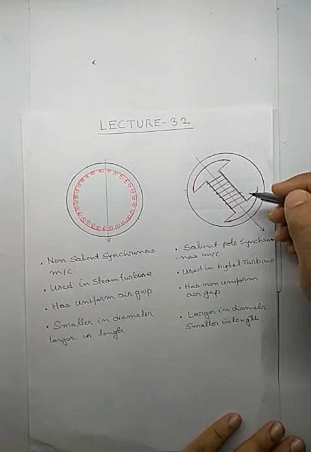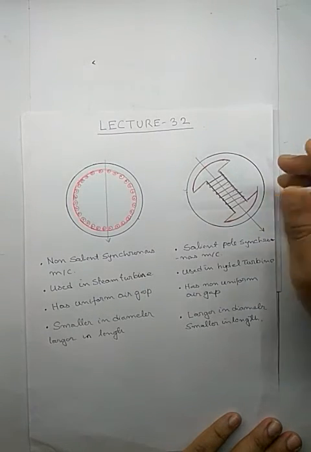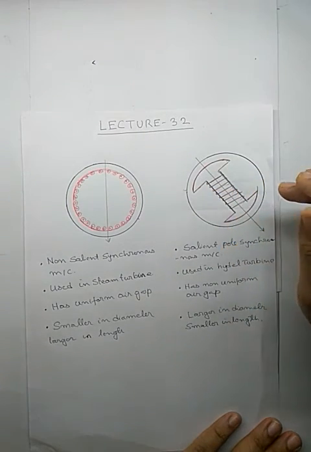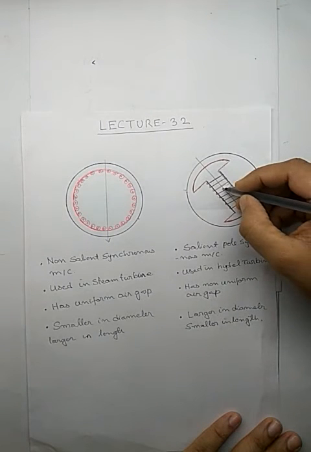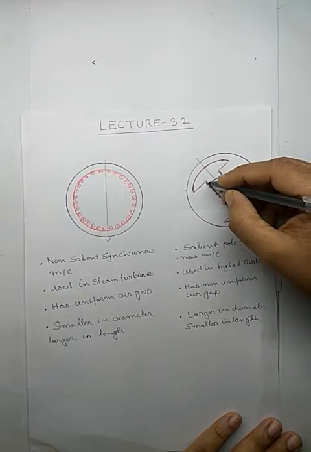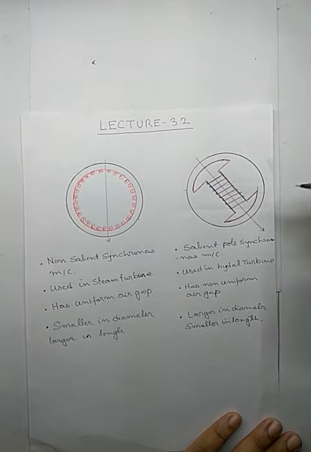Why do I do this? Because I have to increase the space in which I will put the poles. For example, if there are 36 poles, I require some space, and how can I make the space? If I increase the radius. So for increasing the radius, I make some projections like this. These projections are referred to as the salient poles.